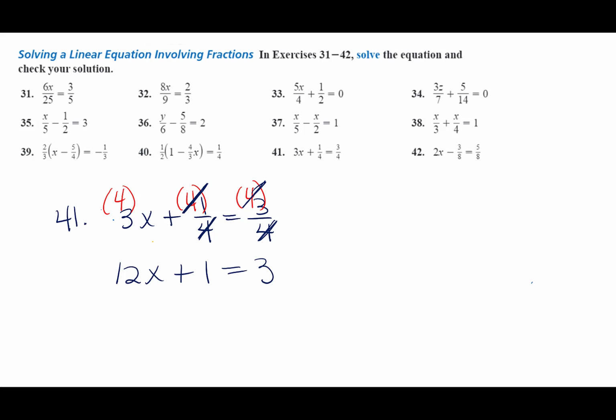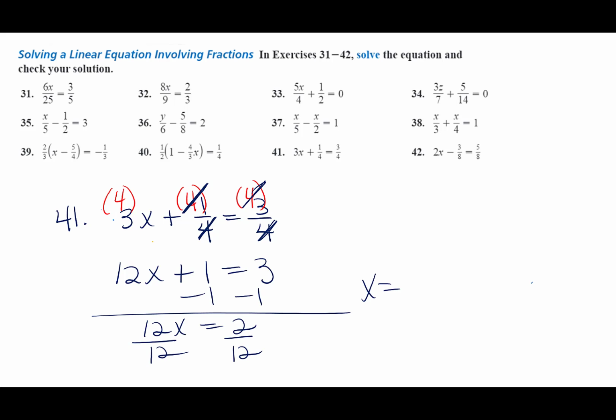And so now you have the equation 12x plus 1 equals 3, and that's a whole lot easier to solve than its original format. Subtract 1 from both sides, 12x equals 2, divide both sides by 12, and x equals 2/12, but you need to reduce that by 2, so the final answer is x equals 1/6.